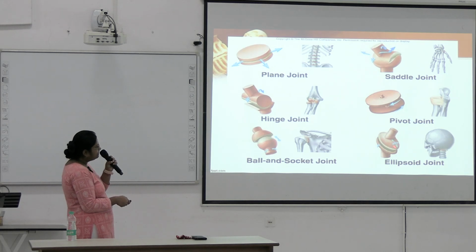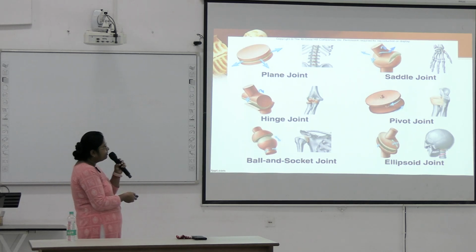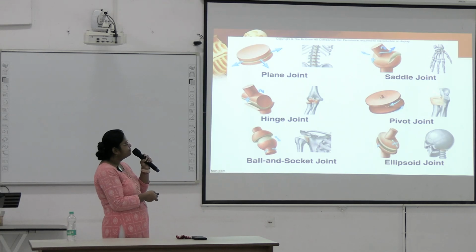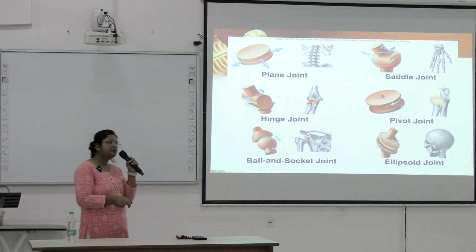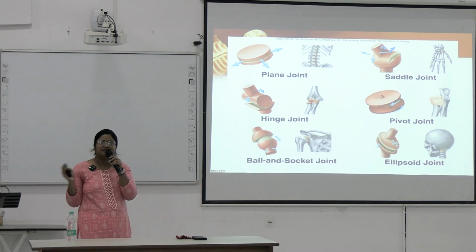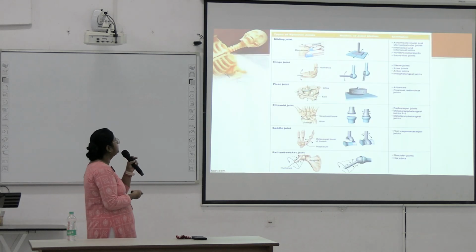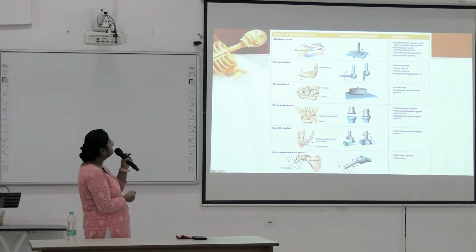Ellipsoid is between the occipital bone and the atlas. Here pivot joint, superior radioulnar joint, saddle joint between trapezium and first metacarpal. Okay, so you have to remember the names and their examples. These are the different types of joints and their examples. We have discussed the examples.